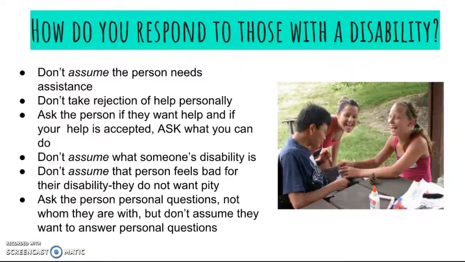So how do you respond to those with a disability? Basically, just don't make any assumptions. Don't assume the person needs assistance. If the person rejects your help, don't take it personally. If the person accepts your help, ask what you can do. Don't assume what somebody's disability is, or if they have more than one. Don't assume the person feels bad for their disability, that they are hurting or want pity. And talk to the person directly, not to whom they are with. And don't assume that they want to answer personal questions.